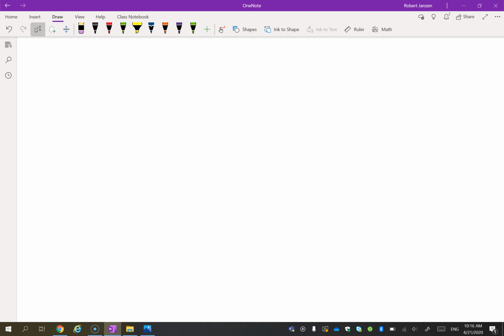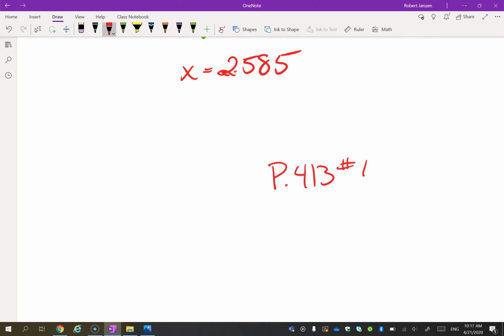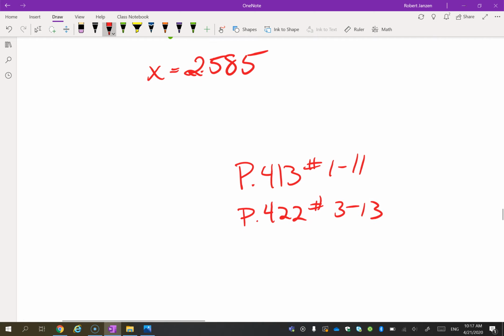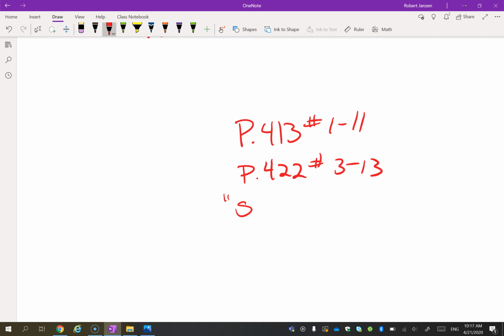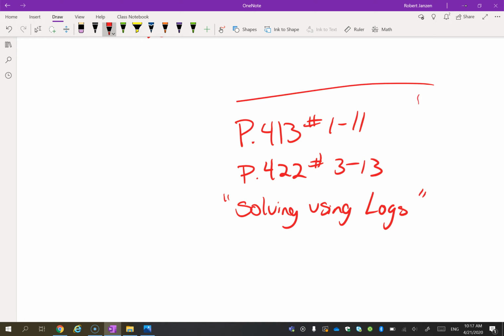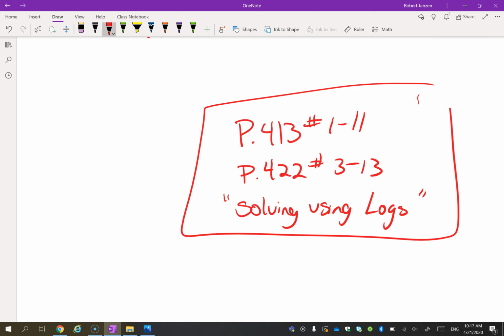All right, we're going to stop there and pile on a little bit of homework for you. So there is page 413, numbers 1 to 11. There is page 422, numbers 3 to 13. And then there is a worksheet called Solving Using Logs. All right, that's on the My site. So if you could get to work on that, might take you a little bit to get that done.